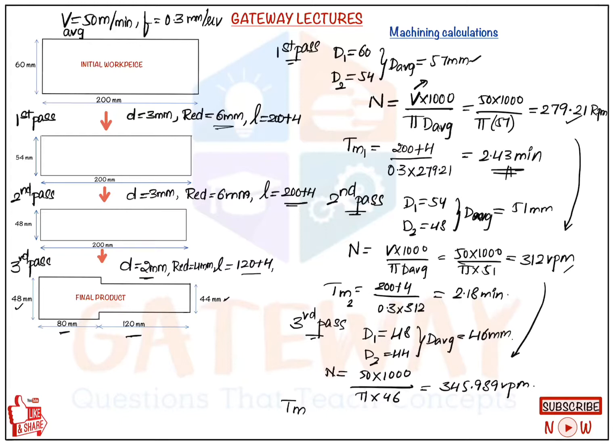From that we will get the machining time for the third pass. For the third pass we will be doing the operation only for 120 mm length. So it is 120 plus allowance, that is 124, upon feed 0.3 into RPM 345.989. From that we will get the machining time for the third pass. It is 1.19 minutes by calculation.